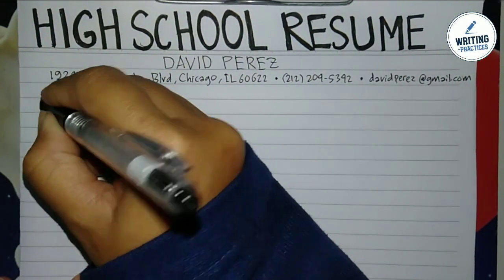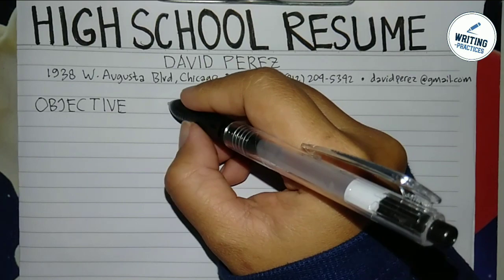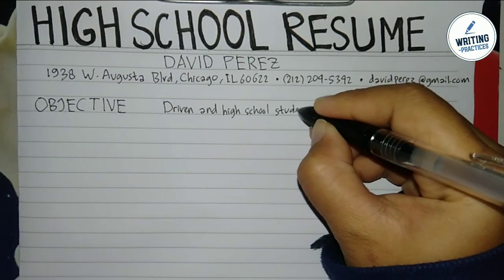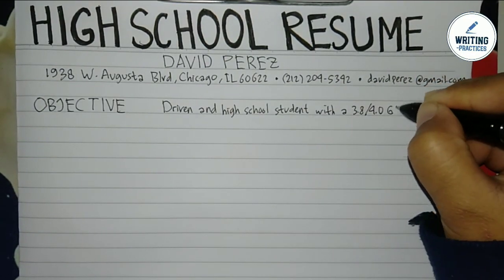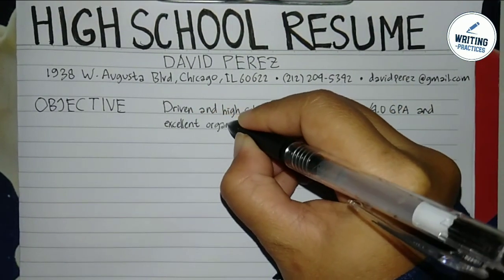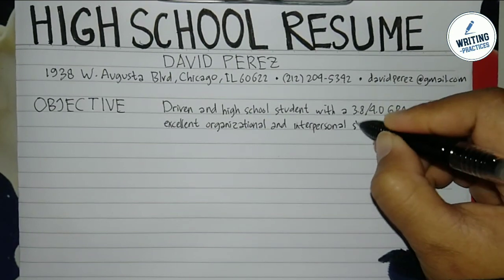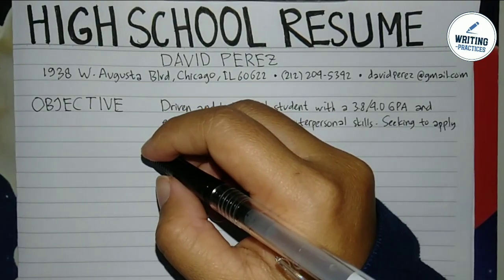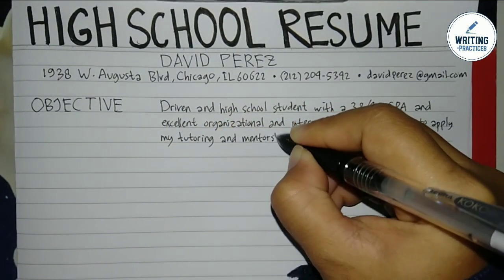The first section of the resume is objective. Here, you have to briefly elaborate yourself. Since you are in high school, you can focus on showing off the grades, organizational and interpersonal skills. And write why you are writing this resume. You can write that you are seeking to apply for the internship in a certain organization and you have to mention the name of it.